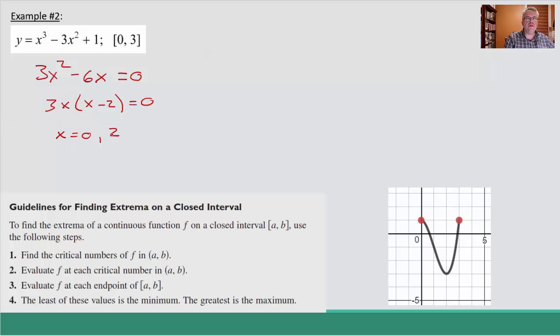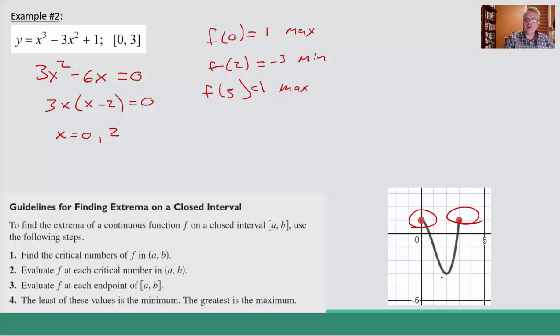All right, so we have our critical values and the endpoints, so we check them. f of 0, f of 2, and f of 3. At 0, this function is 1. At 2, it's -3. And at 3, it's equal to 1. So we see that the two endpoints, 0 and 3, are tied for the max. And the absolute minimum is this value, -3. And that matches our graph. These are the two maximums at the endpoints, and the absolute minimum is at that critical point at x equals 2.